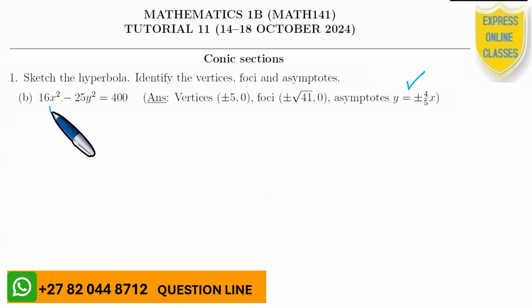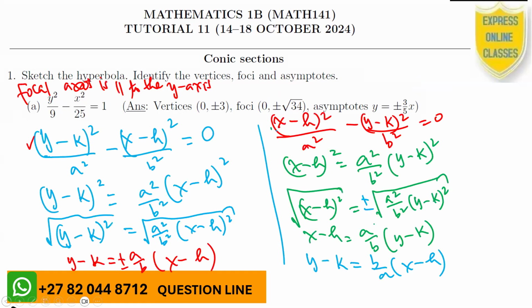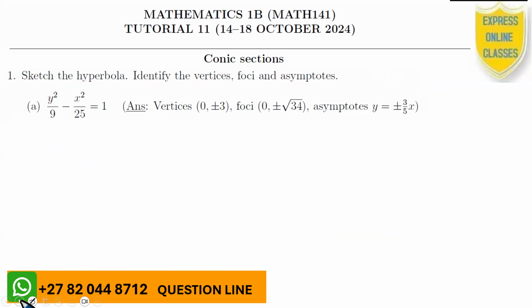Okay, because you can see that here x is first. As we've indicated in our investigation, if x is first, then it becomes b over a. If y is first, it becomes a over b, of course with plus or minus. Let's investigate that.